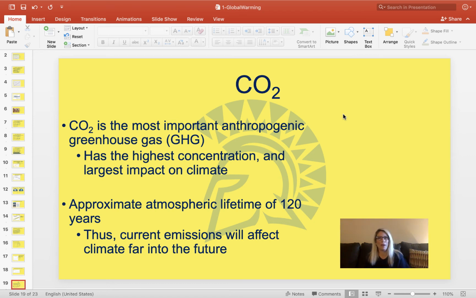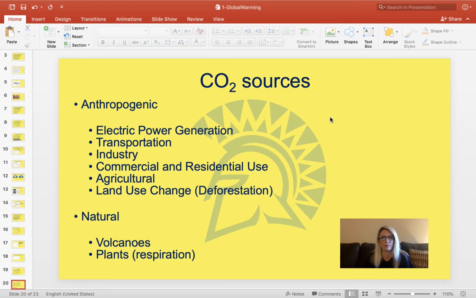Now, remember I was talking about the amount of time that CO2 stays in the atmosphere after we put it in there? The approximate atmospheric lifetime is 120 years. Okay, so current emissions right now will affect our climate 120 years in the future. That's why it's important to start cutting it down now.